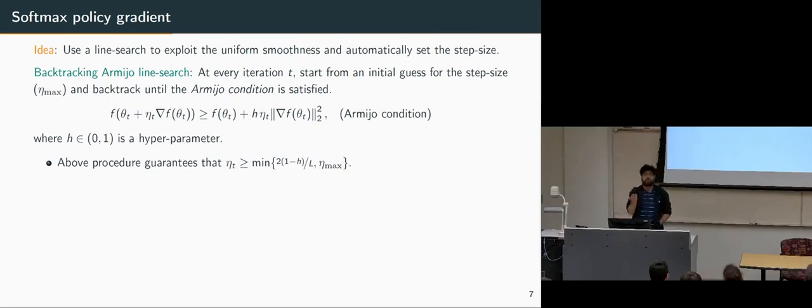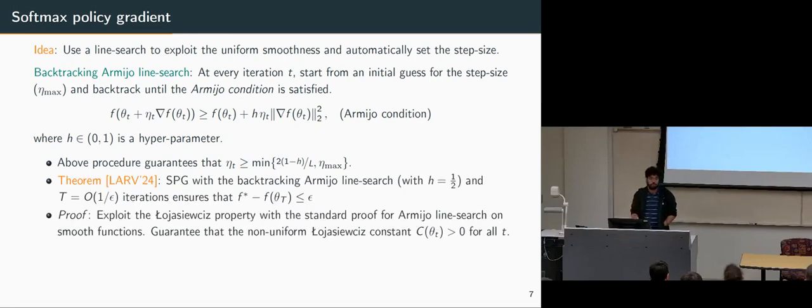The question is, if you're being so aggressive in the algorithm, does it still converge to the optimal policy? And the answer is yes. This is a theorem from our paper, which says that if you use backtracking Armijo line search with t equal to order 1 over epsilon iterations, you can still get the same guarantee that f star minus f theta t is less than epsilon.